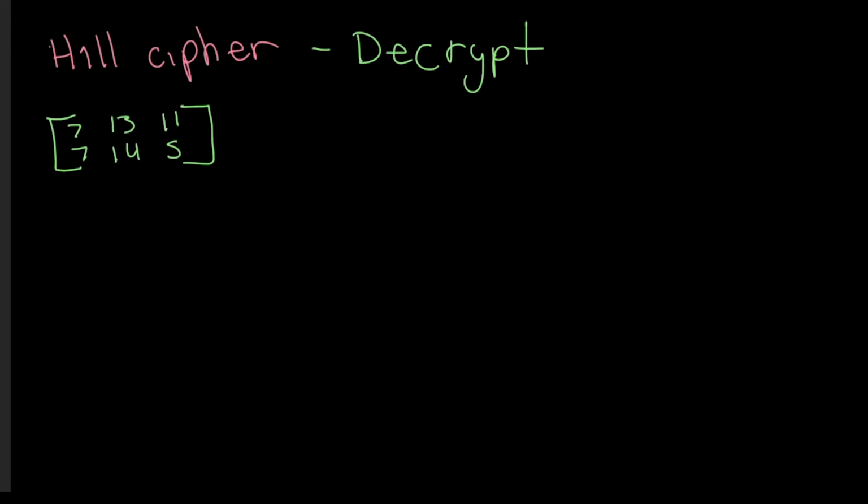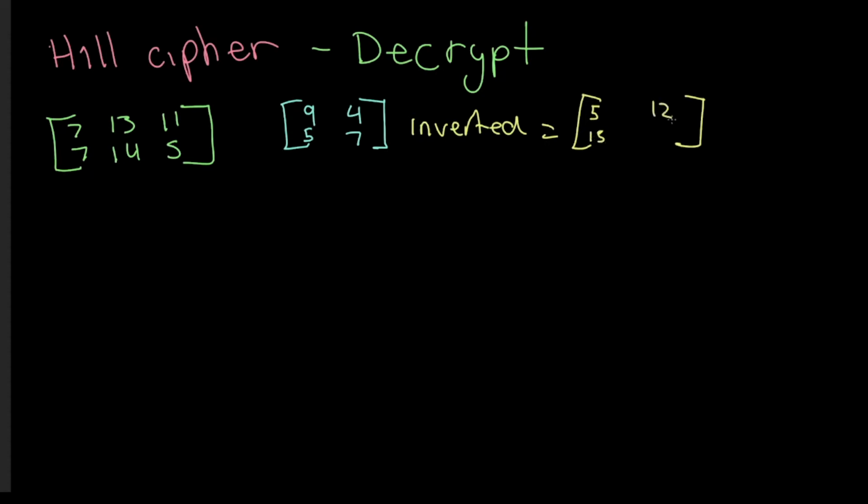Now here's the magic. With our key, which is, scroll back up to it, 9, 5, 4, 7. So we need to invert this matrix. We need to invert the key. So when you invert this matrix, you get inverted equals 5, 15, 12, and 25.